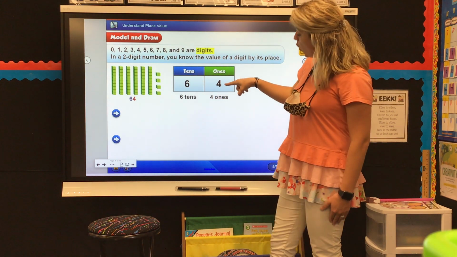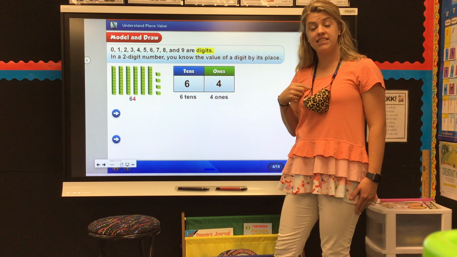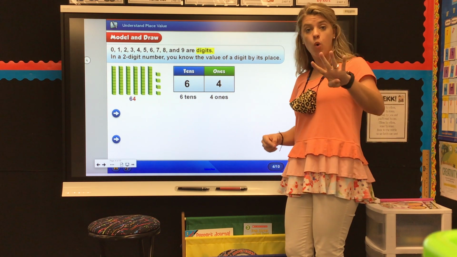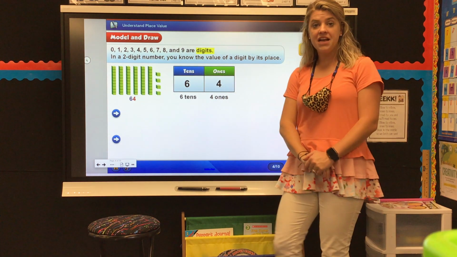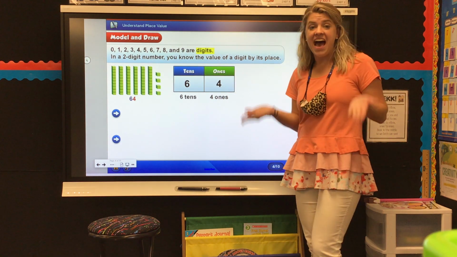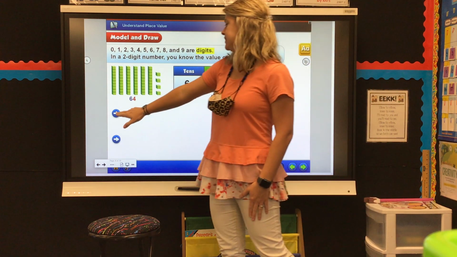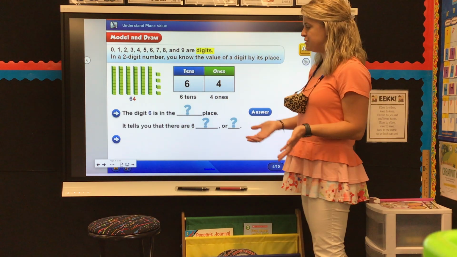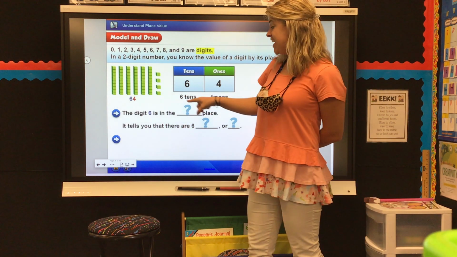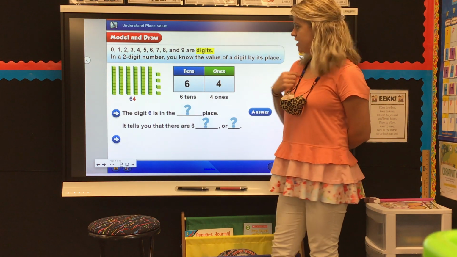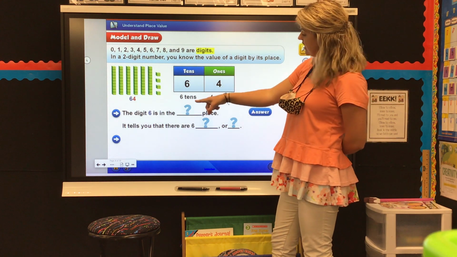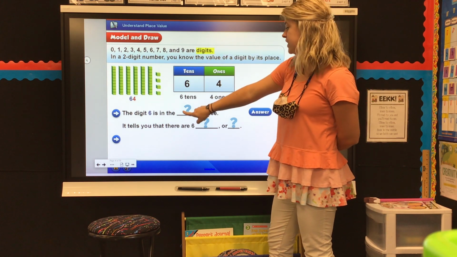The digit 4 is in the ones place. So that tells me that I need 4 ones cubes. 1, 2, 3, 4. Okay, now what does that mean? Let's look at this. What do those blocks mean? We said that the 6 is in the tens place.